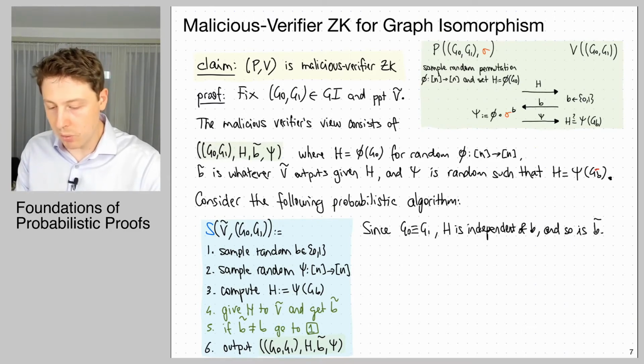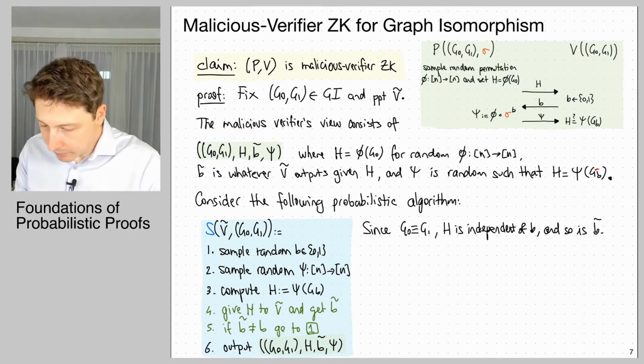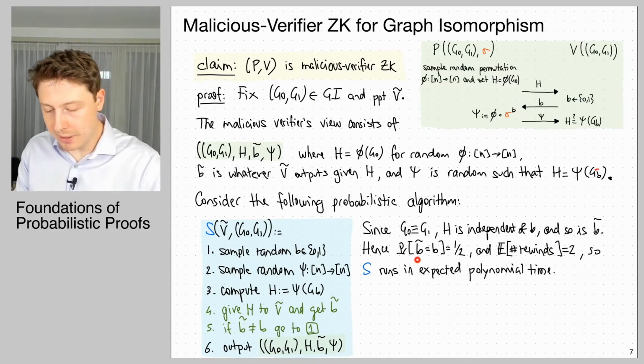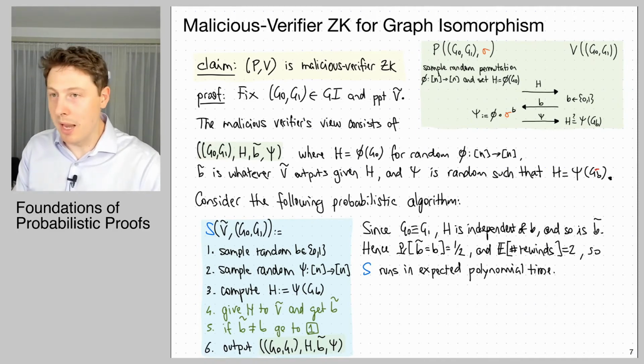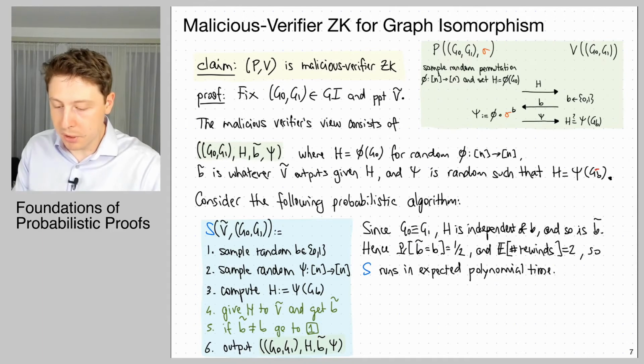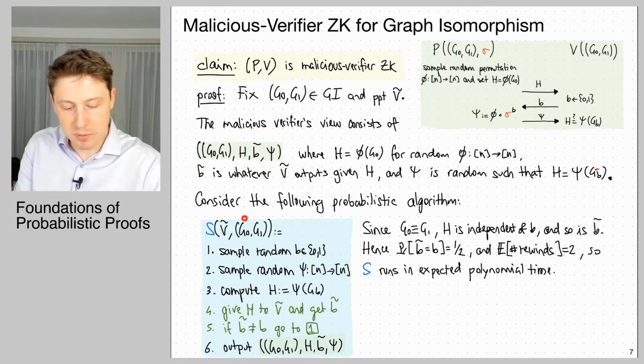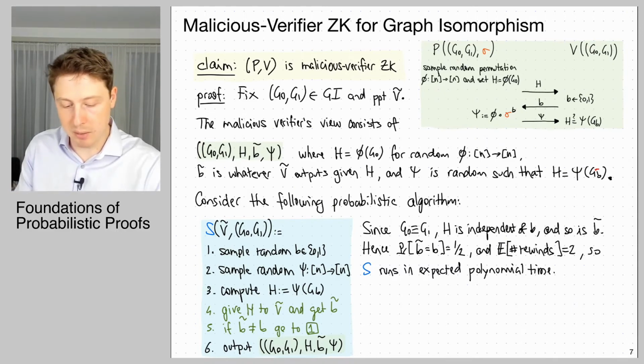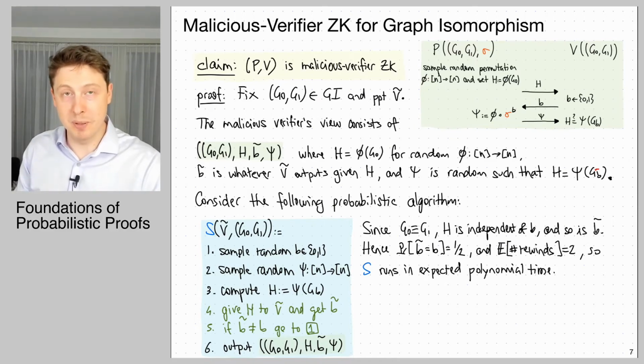So that's kind of what I'm saying here. Since G0 is isomorphic to G1, H is independent of B, and so B is independent of B tilde, okay? Because of that, the probability that B tilde equals B is a half, no matter how malicious or determined V tilde is. This means that the expected number of rewinds of my simulator is 2. So that this simulator runs in polynomial time, right? Each run is in polynomial time, and if the expected number of rewinds is 2, then I'm just paying twice this cost. So that runs in expected polynomial time.